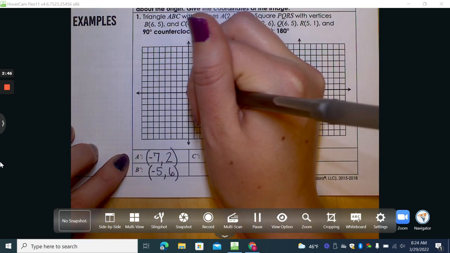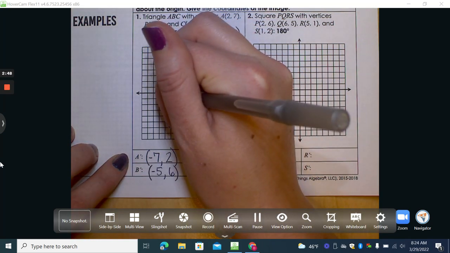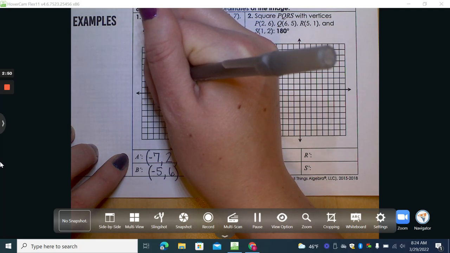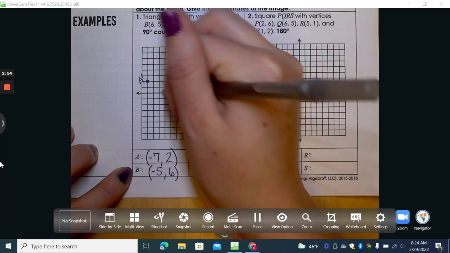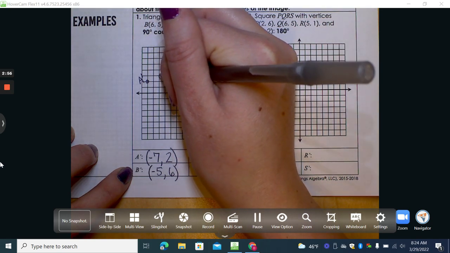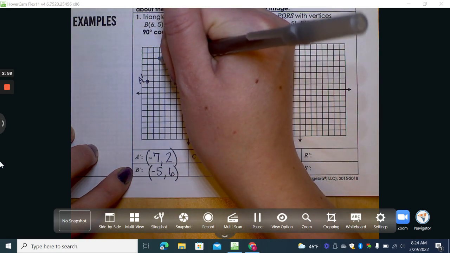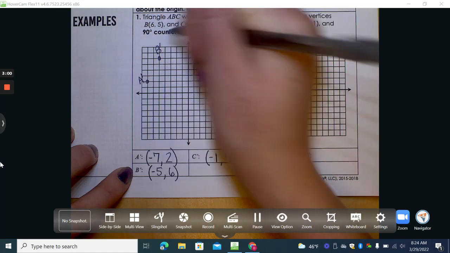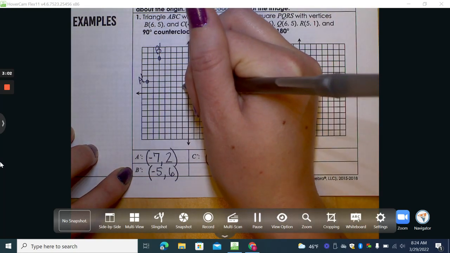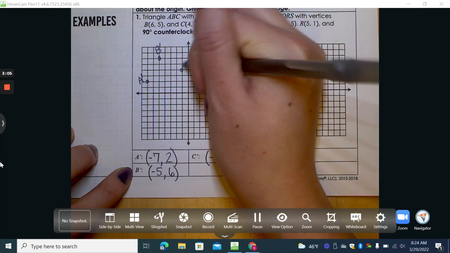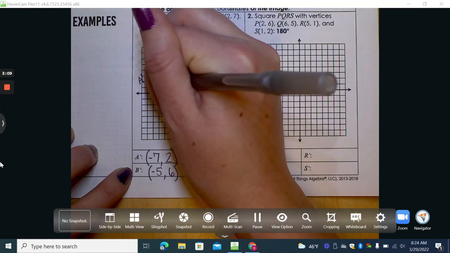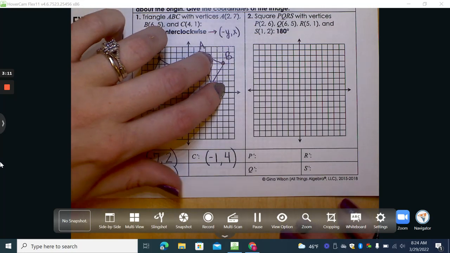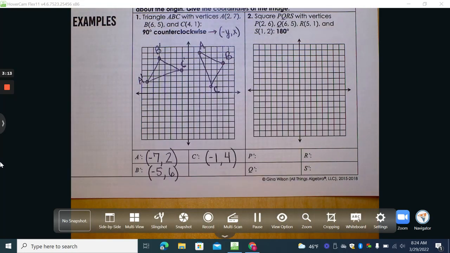(Negative 7, 2) is right over here. That's going to be my A prime. (Negative 5, 6) is up here at my B prime. And (negative 1, positive 4) is here at my C prime. And so it has rotated around the origin. This shape has rotated around the origin just 90 degrees.